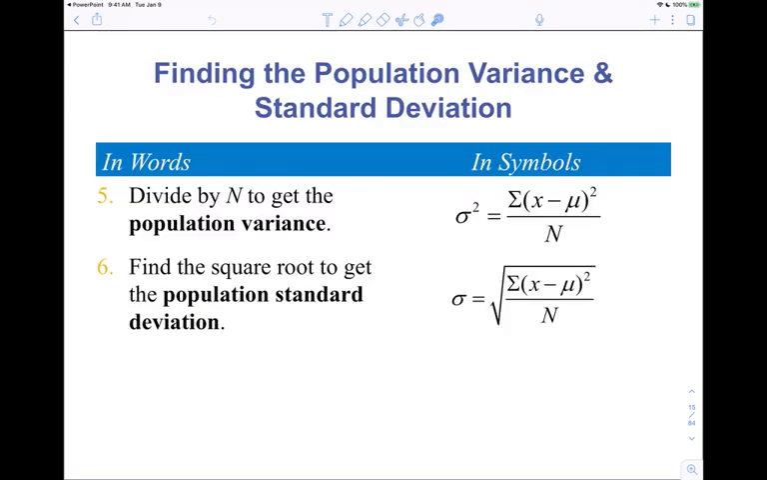Then we're going to divide by the number of entries in the population, capital N, and that'll give us the population variance. And then for the population standard deviation, we're going to take the square root of that result. Okay. Moving along.